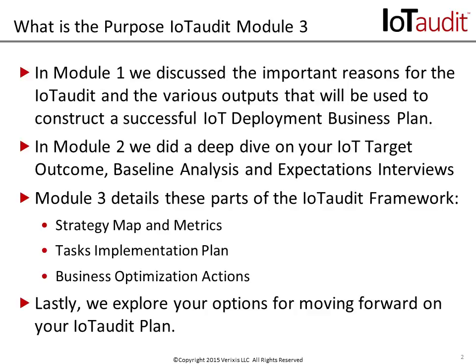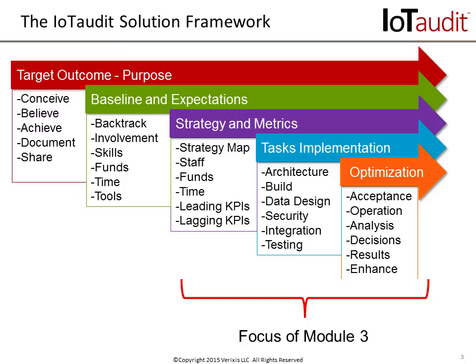in Module 3. Here we're going to detail the strategy map and metrics, your tasks implementation plan, and your business optimization actions. So recall the IoT audit solution framework. Like I said, we went through the target outcome baseline and expectations in Module 2. Here we're going to talk about the strategy and metrics. We're going to talk about your strategy map, your staffing, funds, and time expectations identification. Talk a little bit about, again, leading KPIs and lagging KPIs. We're going to then launch into your tasks implementation plan, and lastly, your business optimization.